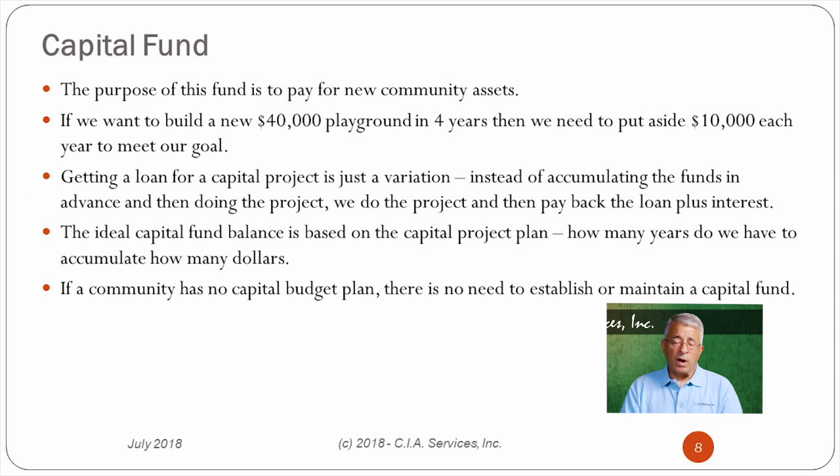But you may ask, well, why don't we get a loan? Certainly, some associations have the authority to get loans. And a loan is just a variation on the same capital fund. You can either accumulate money and then build, or you could get a loan, build now, and then pay off the loan plus interest. So all a loan does for a capital fund is it just changes the timing of when you actually do the project. If you have no land, if you have nothing you want to add, there is no reason to have a capital fund. So many associations, most associations, in fact, do not accumulate money into a capital fund.